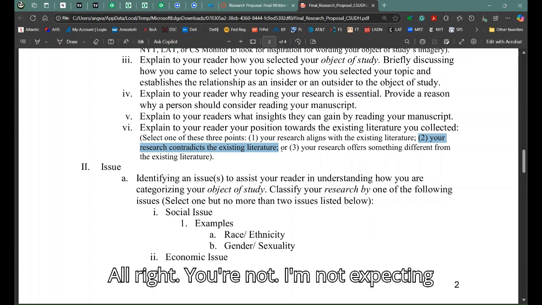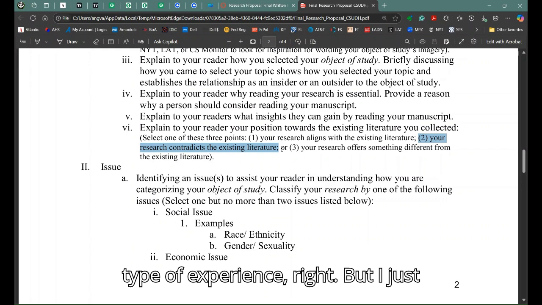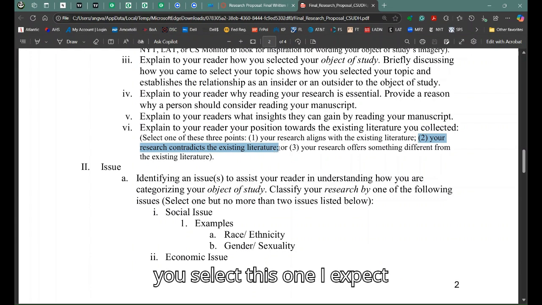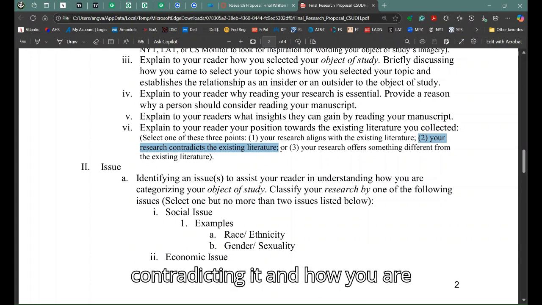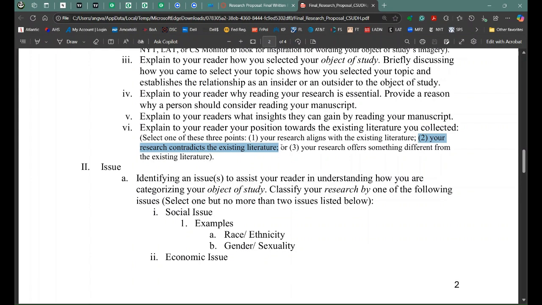I'm not expecting anyone to fall in line with that type of experience, all right? But I just want to make sure that you understand, if you select this one, I expect to see what things you're contradicting, how you're contradicting them, and how you are supporting your claims in establishing that contradiction with the existing literature. Okay.